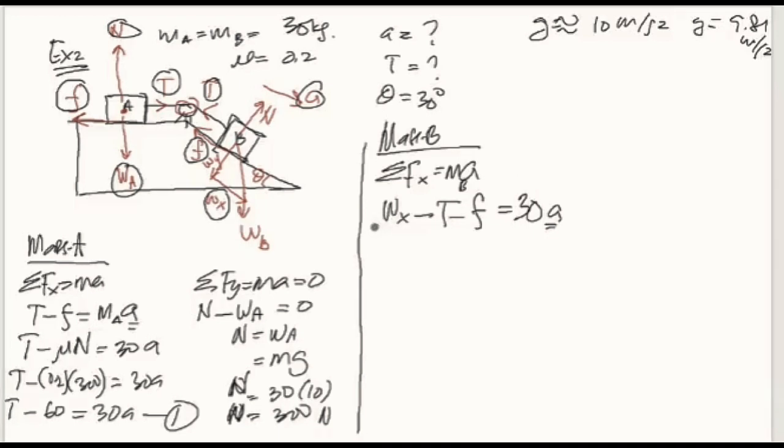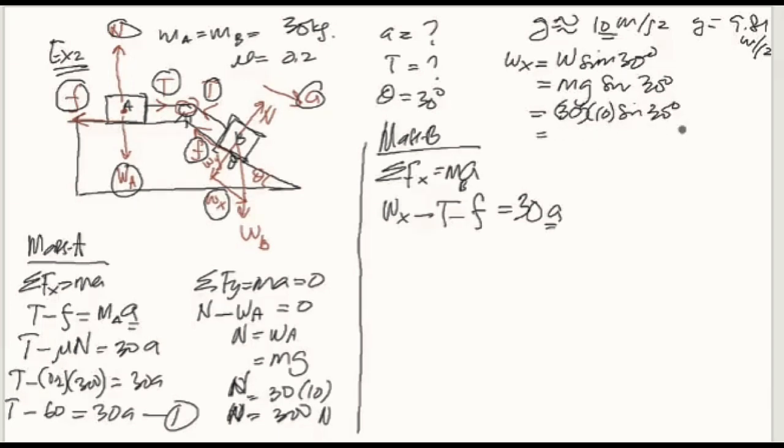So Wx, you have to find Wx. Okay, so Wx is equivalent to W. Is it cos or sine? Okay, so the angle is here. It will become sine. So W sine 30. Okay, sine 30. So here W is equivalent to mg. So W is 30 times 10, due to using G equivalent to 10, sine 30 degrees. So 300 sin 30. You will get about 255. 255 Newton for Wx. So you can substitute here. So 255 minus T, minus mu N equals 30A.